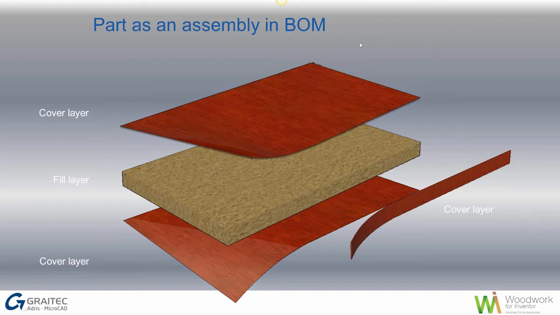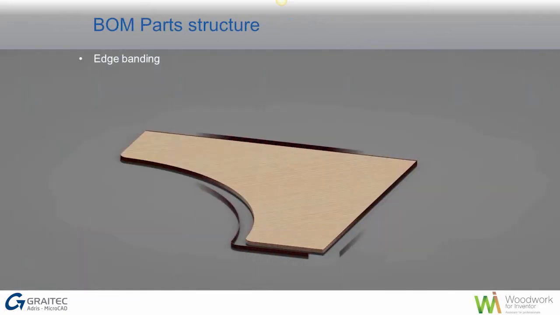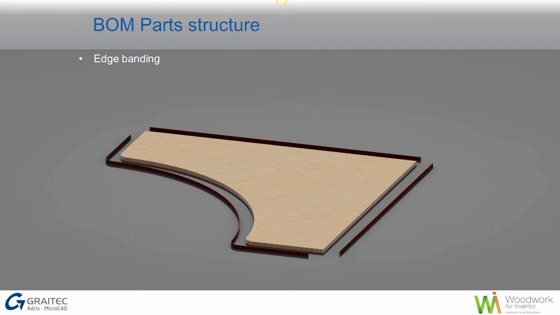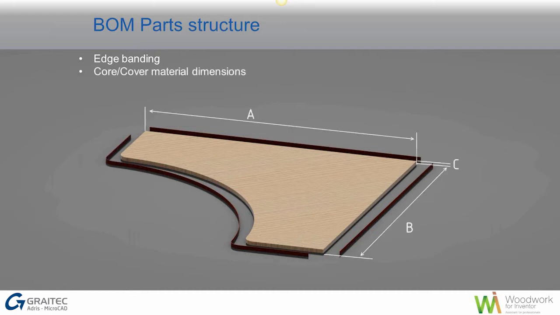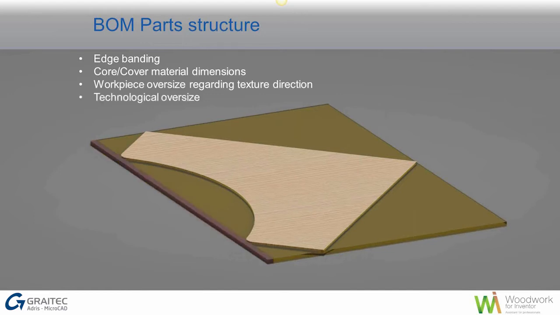So we're going to carry on and look at the next slide. So BOM structure, we can put on edge banding as I mentioned before. Now this can be a representation in the model, or you can actually apply a thickness to the material. You've got the core and cover dimensions, and you can also apply workpiece oversize, and you can apply it with grain direction in mind. And again, you've also got the edge banding and technical oversize as well.